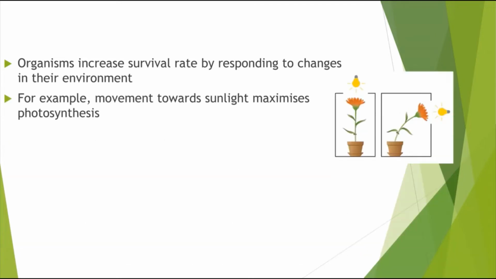For example, when a plant gets sunlight, it will be moving towards the sunlight. It grows towards the sunlight so that it can maximize photosynthesis, so that it can produce more sugars, and these sugars would be needed in metabolic processes in the plant. So this can in turn increase the survival rate of the plant.